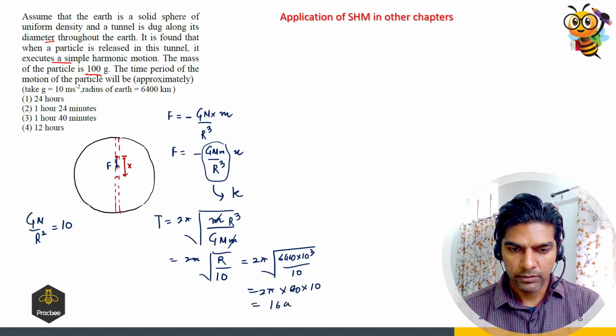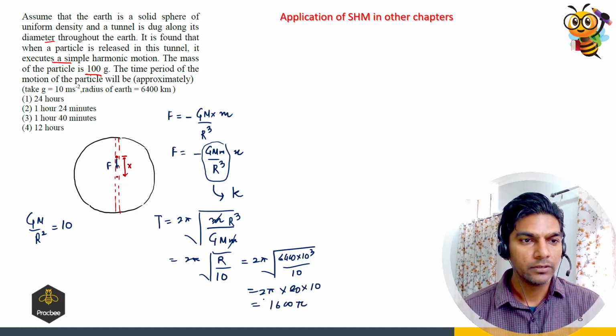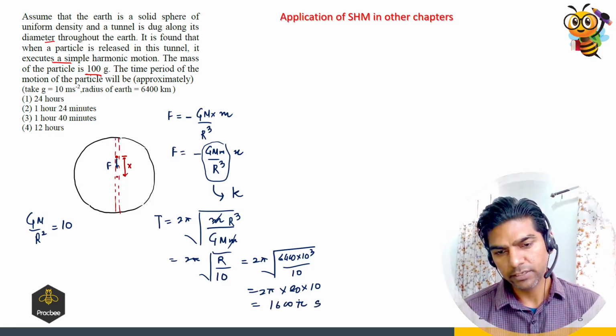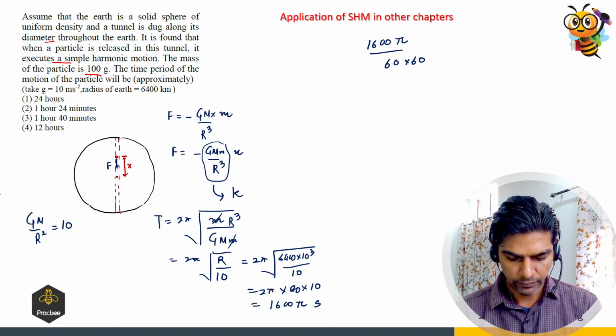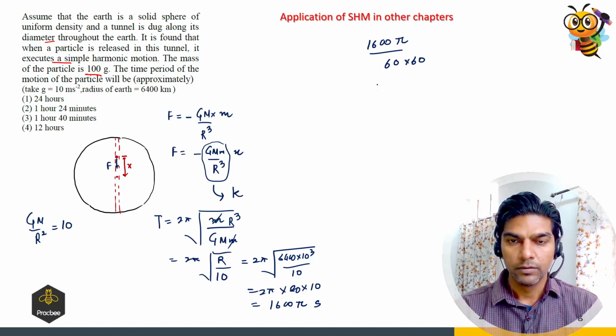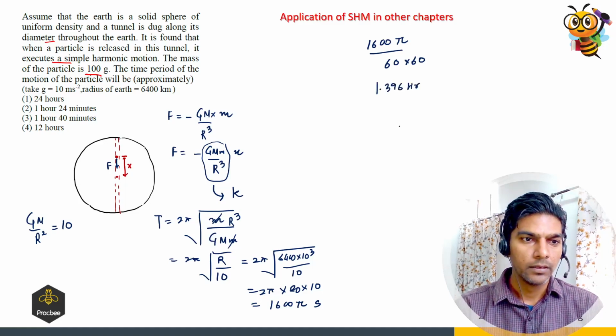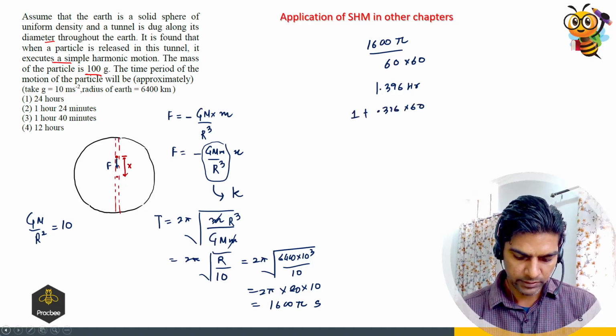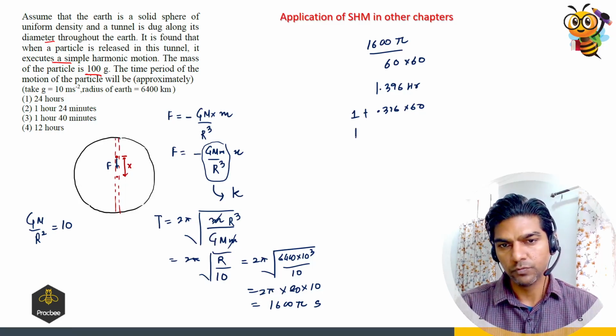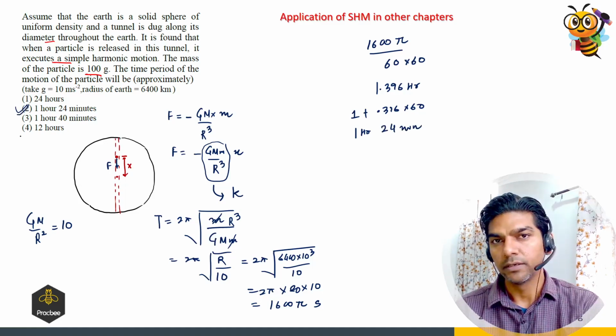So it will be 1600 pi, and we have to find the answer in terms of hours. This is in seconds. So 1600 pi divided by 60 will give us minutes, and further divided by 60 will give us hours. So let us simplify this. This will be 1600 times pi divided by 3600, and we are getting 1.396 hours, or we can say 0.396 into 60 plus 1 hour, right? So it will be 0.396 times 60, which is 23.75. So 1 hour 24 minutes. So option 2 should be the right answer.